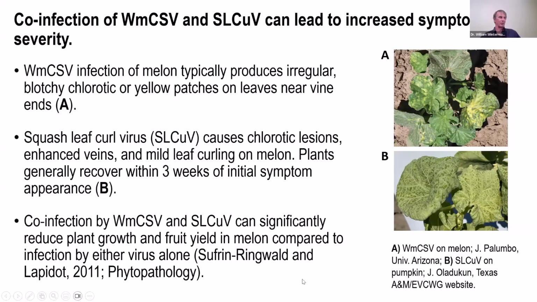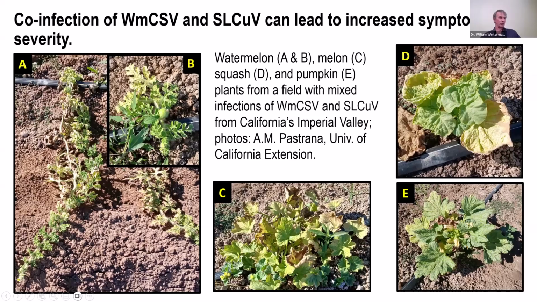When you put the two together, you have really severe issues. And just like in Israel, it looks like we are beginning to see some of those symptoms in the southwestern United States. This is a co-infected watermelon plant, or actually these plants. We don't know which plants are fully infected, but looking at the symptoms, I'm fairly certain that these are. We found a number of co-infections in this field.